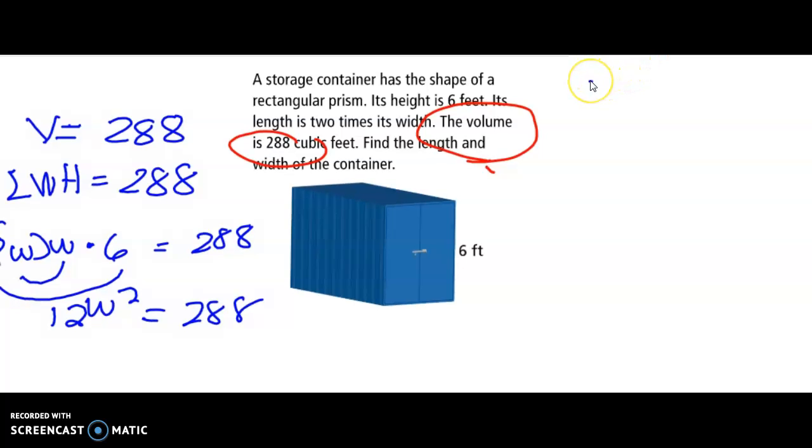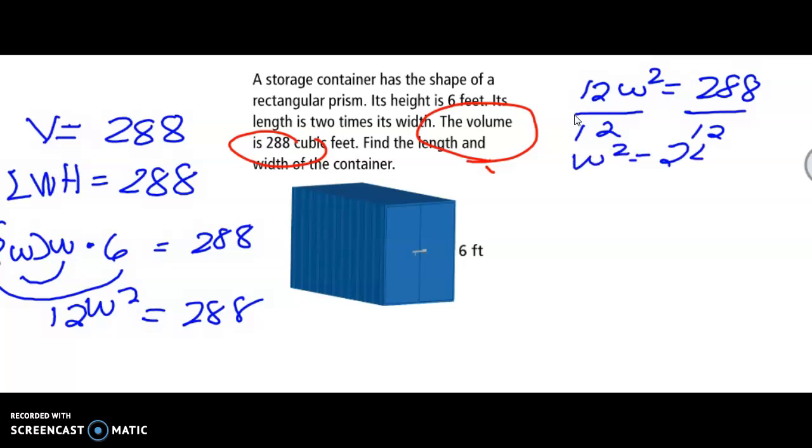Now let me rewrite that equation here so we'll have more space. If we divide both sides by 12, we'll get W squared is equal to 24, right? So now we can use the square root method because the squared term, which is W, is now isolated. If we take the square root of both sides, we'll have W is equal to plus or minus the square root of 24.